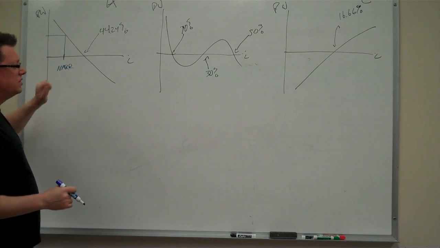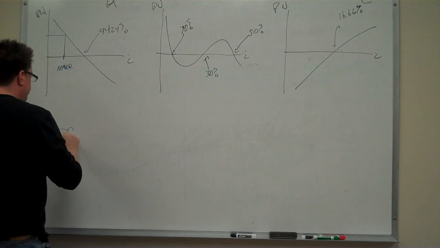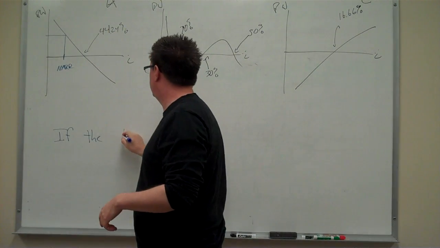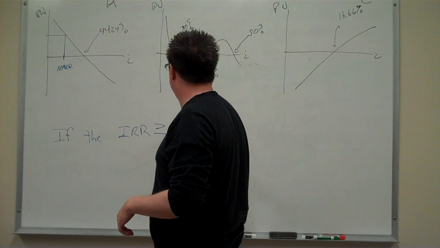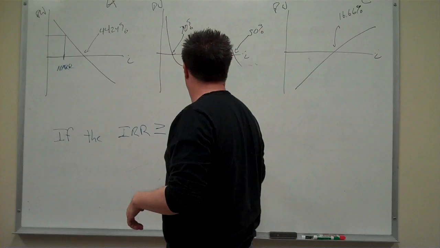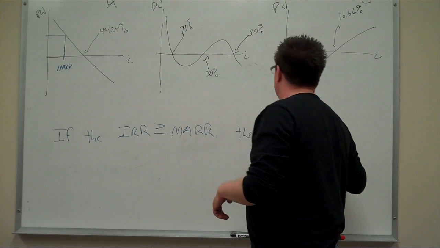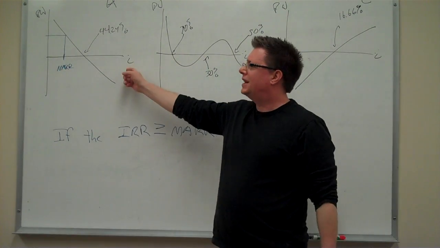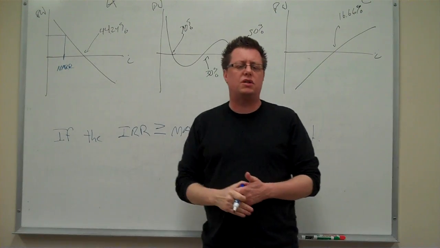And so one of the rules that you may come across here is that if the internal rate of return is greater than or equal to the minimum acceptable rate of return, then buy it. And that looks like a really good rule when you're dealing with things like asset A. Internal rate of return bigger than the minimum acceptable rate of return, you buy it.